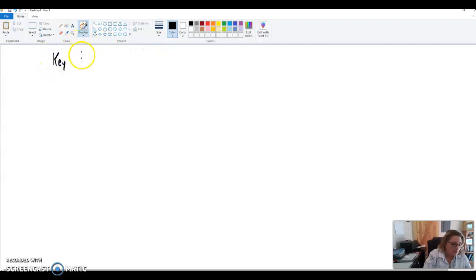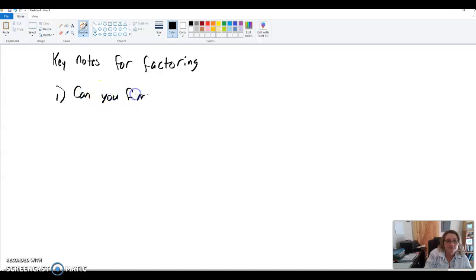So key notes for factoring. And this can apply for pretty much all of your factoring. When you start getting into your factoring, the first thing you always want to do is see if you can find a greatest common factor. Ooh, I can totally not spell today. Apologies. So you want to find your greatest common factor.